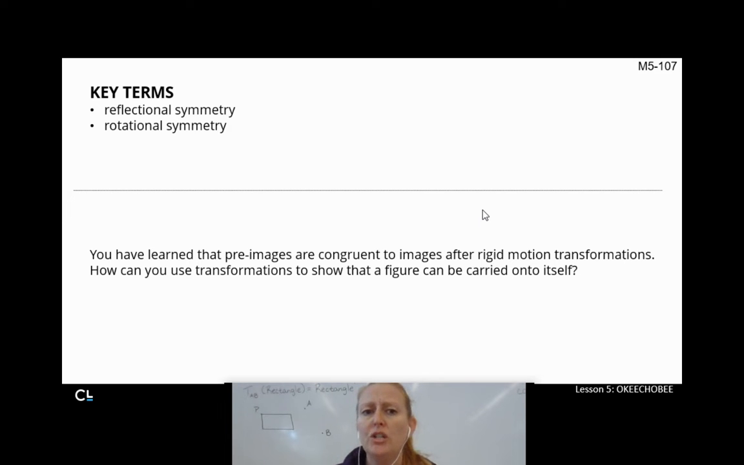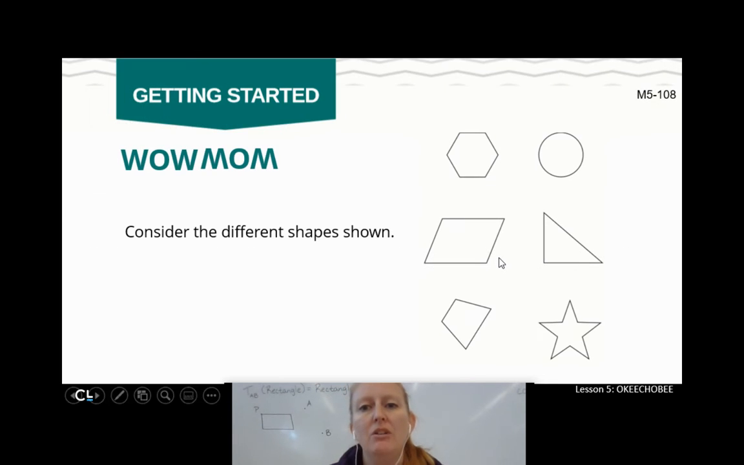So you have learned that pre-images are congruent to images after rigid motion transformations, right? If it's a rigid motion transformation, it's an isometry. I don't change size, I don't change shape. The original is congruent to the new guy. So how can you use transformations to actually take a figure and map it onto itself? That's weird, right? A figure being congruent to itself, but that's what we're going to talk about today.